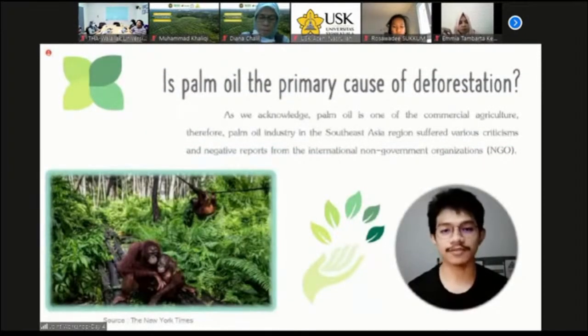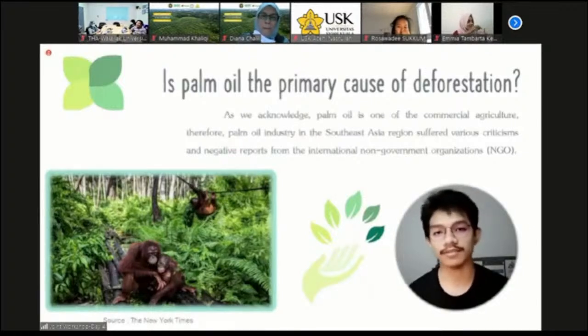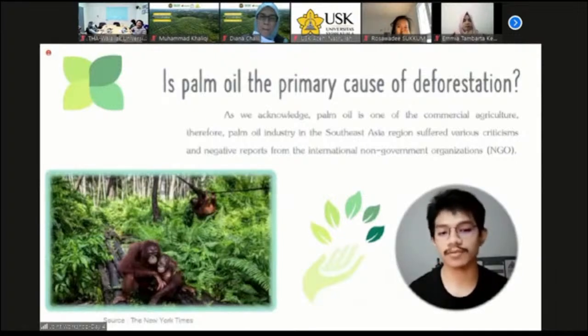As we acknowledge, palm oil is one of the commercial agricultures. Therefore, the palm oil industry in the Southeast Asia region suffers various criticisms and negative reports from international non-government organizations, or NGOs. This industry has been under criticism for serious deforestation and open burning activities. In addition, this industry has also been criticized for killing orangutan habitat, which is not as advertised.